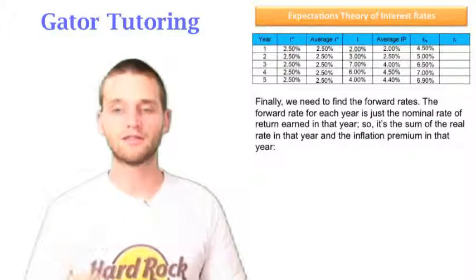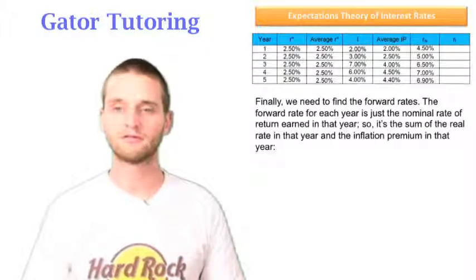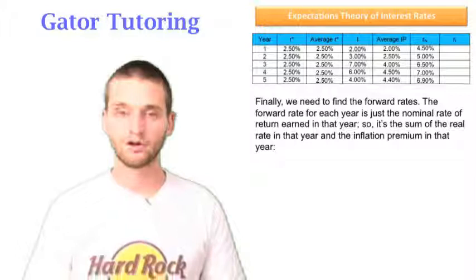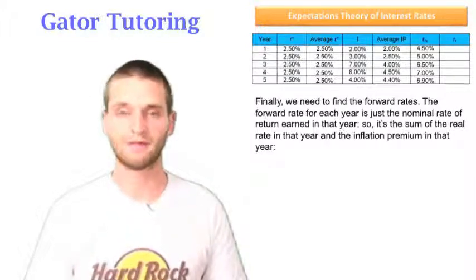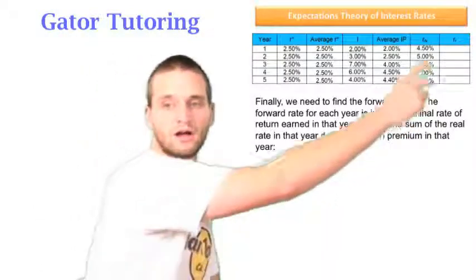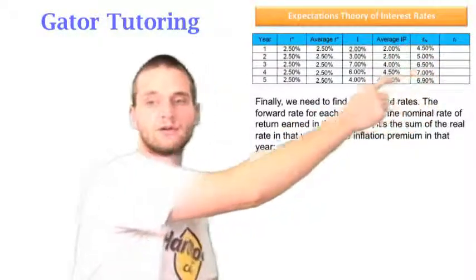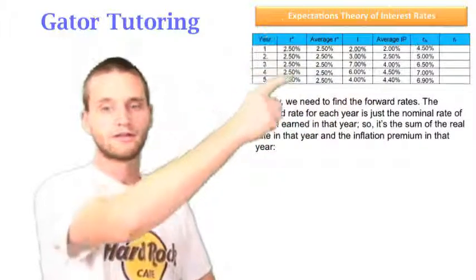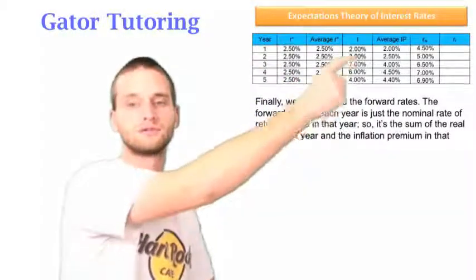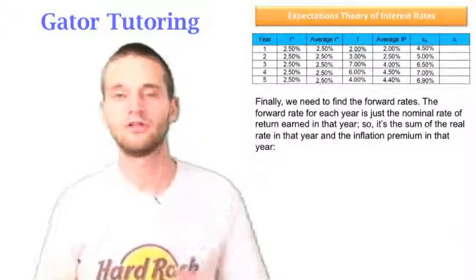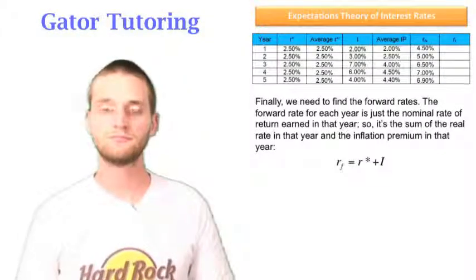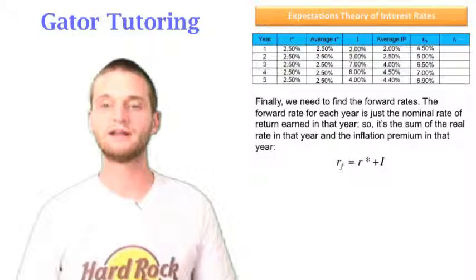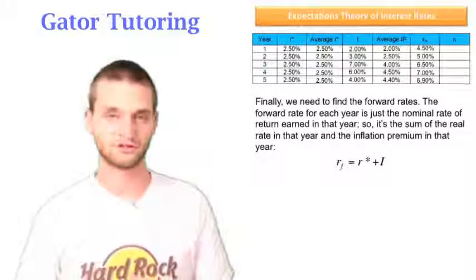Finally, we need to find the forward rates. The forward rate for each year is just the nominal rate of return earned in that year. So it's the sum of the real rate in that year and the inflation premium in that year. That means this column right here, the forward rate, is going to be equal to the actual real rate, this column right here, plus the actual inflation, that column right here. So instead of looking at the average columns, we're just going to be looking at the actual columns. So again, here's the formula. Forward rate equals the real rate plus the actual inflation premium for that year.